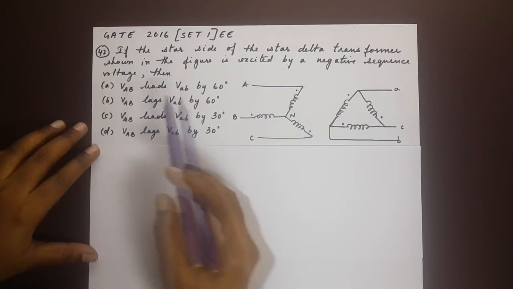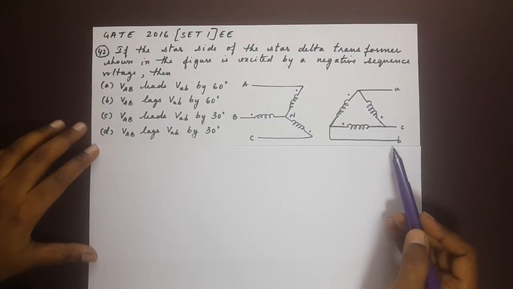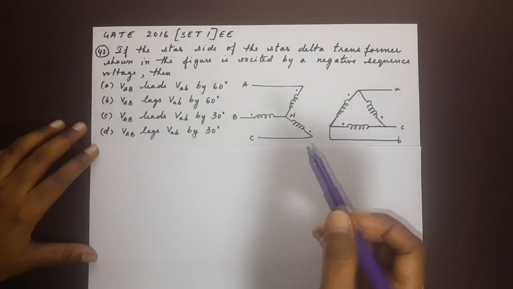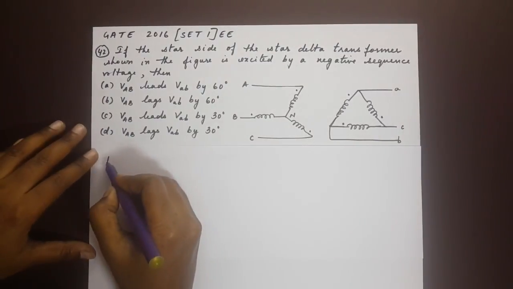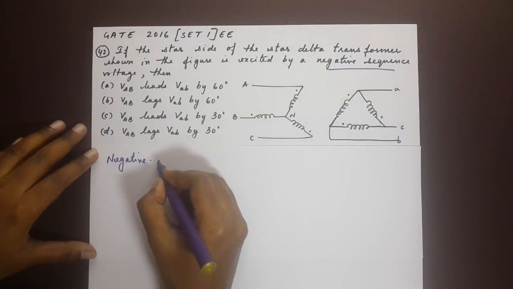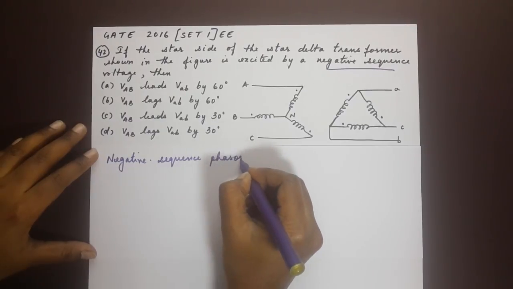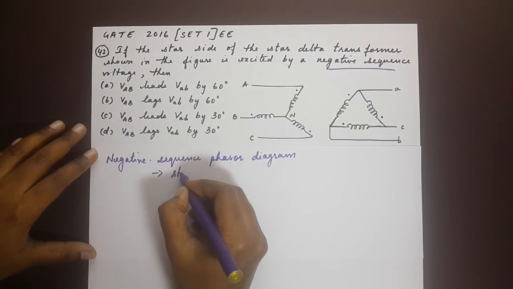The capital letters represent the star side, whereas the small letters represent the delta side. So in order to get the right answer, phasor diagrams will help us. So let's first draw the negative sequence voltage phasor diagram for the primary side or the star side. Negative sequence phasor diagram for the star side.